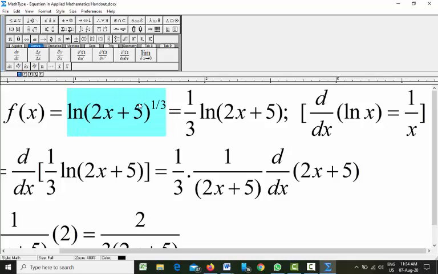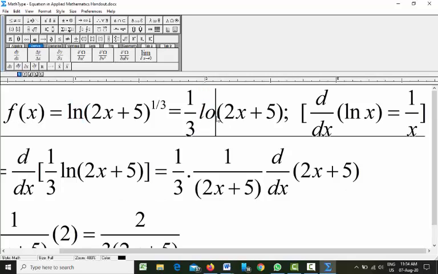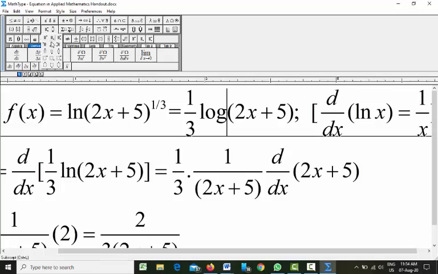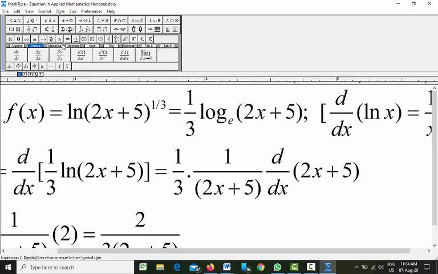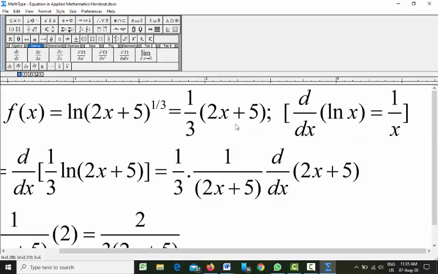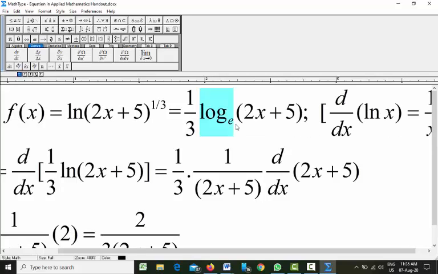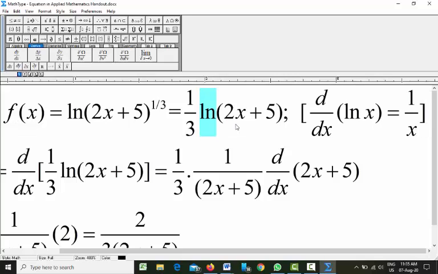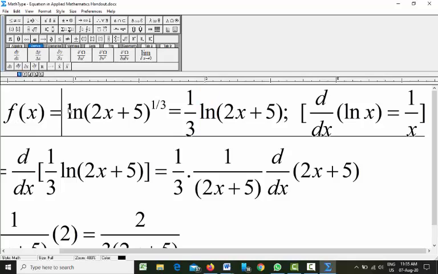Whenever you see there is a power in front of ln, meaning natural log, always remember, ln means e base log. So you can write ln as e base log.